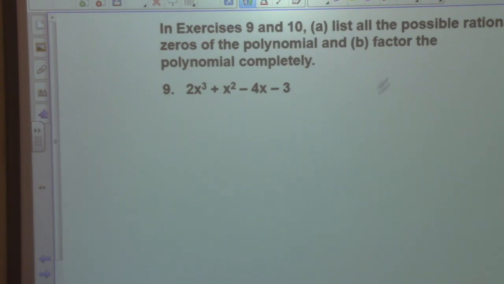But what are the possible rational zeros? Plus or minus 1 or plus or minus 3. So we have plus or minus factors of 3, which is 1 and 3, right? Over factors of 2, which are 1 and 2, right? So the list of rational zeros is going to be plus or minus 1, plus or minus 3, plus or minus a half, plus or minus 3 over 2. So those are our possible rational zeros.